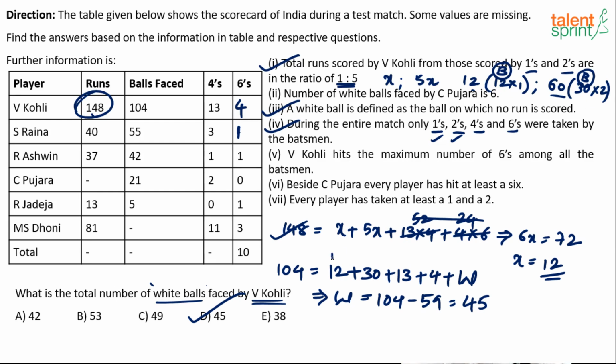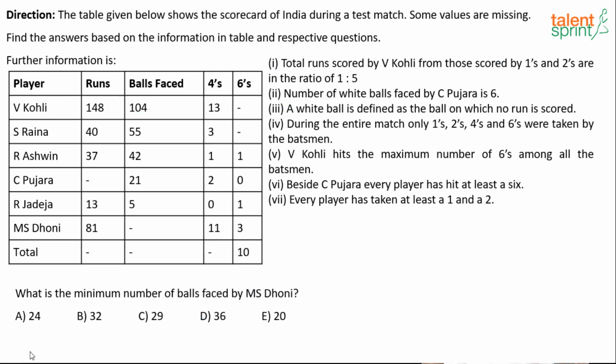So that 12 is the number of balls faced for ones. This is the number of balls faced for twos. This is the number of balls faced for fours, and this is the number of balls faced for sixes. And other than that, he can only have dot balls, white balls. So the sum of that equated to 104 gives the number of white balls, which is 45. A very simple one, but then you should be clear with the points to be used. Let's move on. Next question.